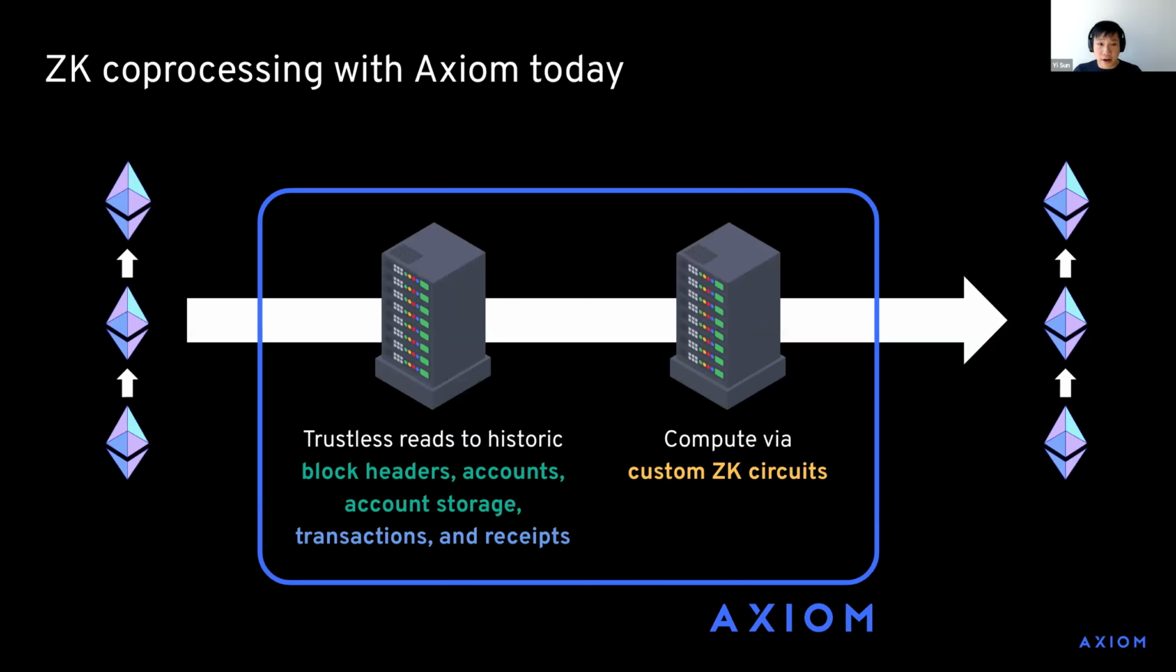So let me give a rundown of how ZK coprocessing with Axiom works today and how we think it's improving the developer experience. What we're offering is trustless reads to historic block headers, accounts, and contract storage variables on mainnet today, and transactions and receipts on testnet. And on top of that, we're allowing compute via custom ZK circuits. I'll go through a few examples of how this might change your actual experience as a developer.